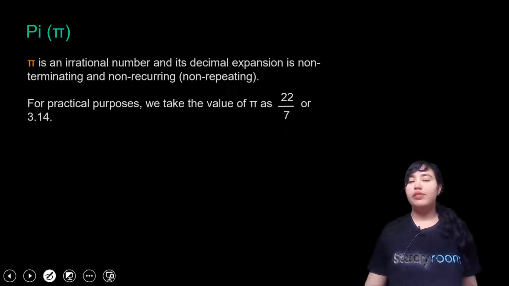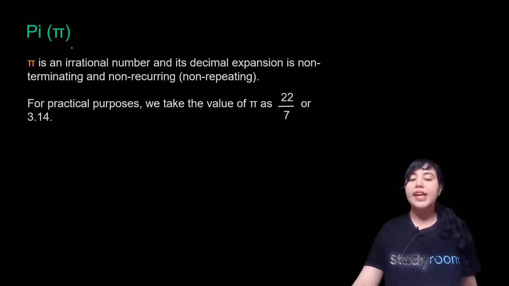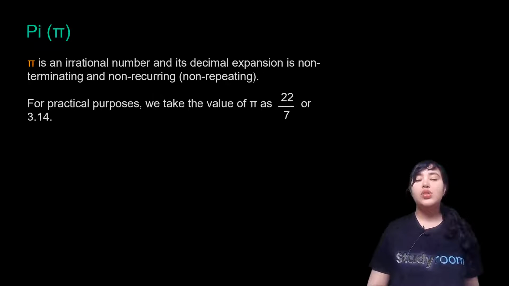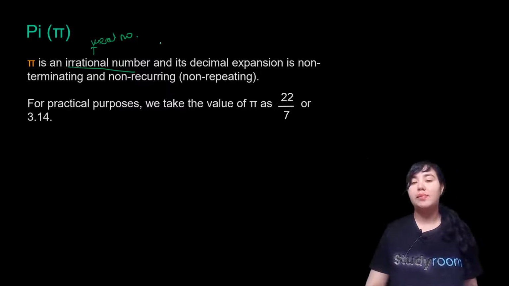So now we'll talk of pi. So pi is an irrational number. We studied this in real numbers, that it's the opposite of rational numbers, but still it is a real number. The only difference between a rational and irrational number is that an irrational number cannot be expressed explicitly in the form of a fraction like a rational number can.